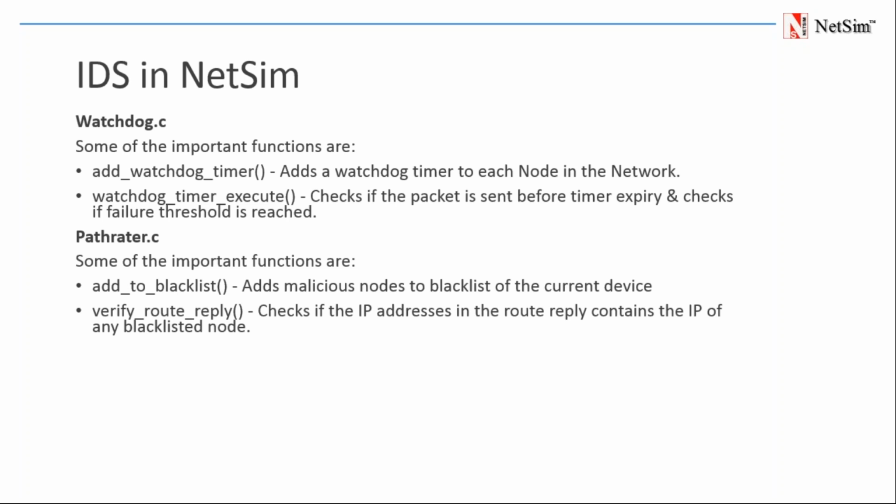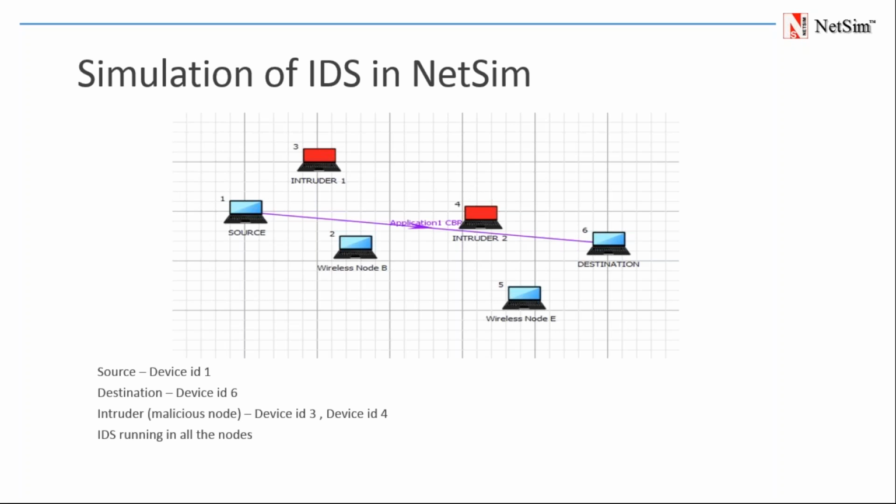And in pathrater.c, some important functions are add to blacklist and verify route reply. The first one adds a malicious node to the blacklist, and the second one checks if the IP address in the route reply contains the IP of any blacklisted node. So these are some important source codes that can be used in IDS.